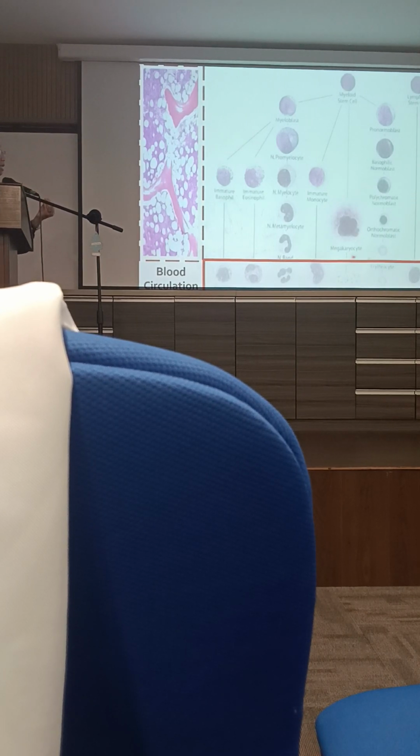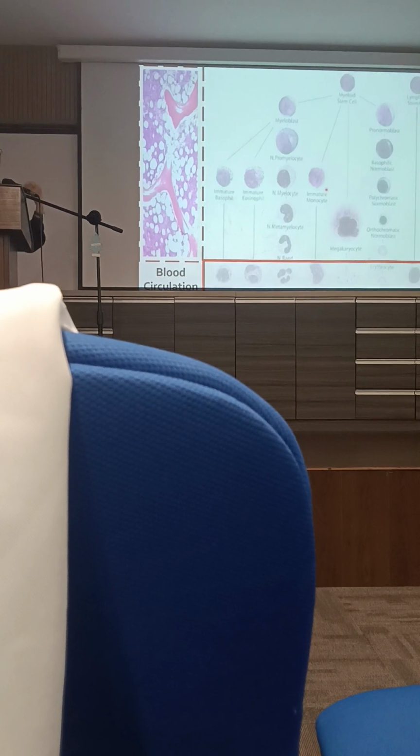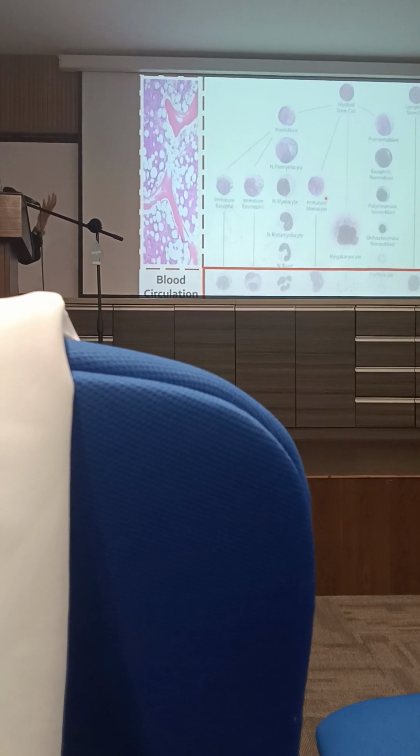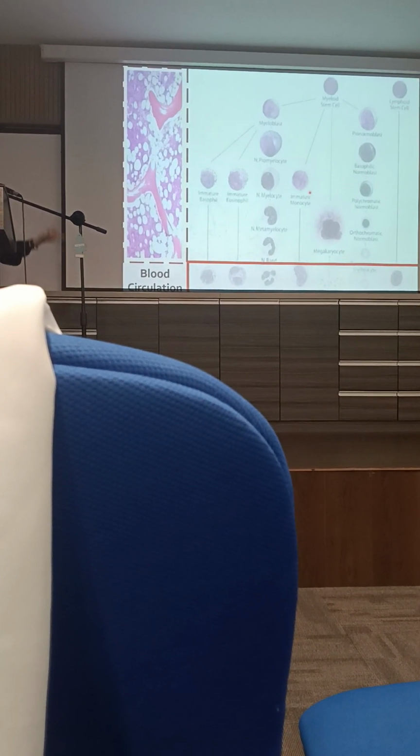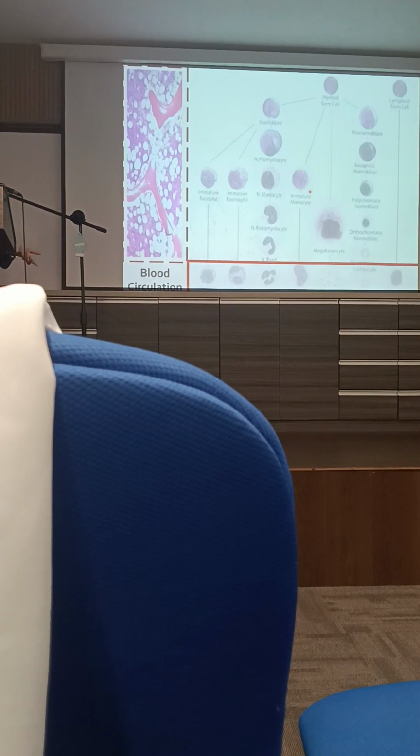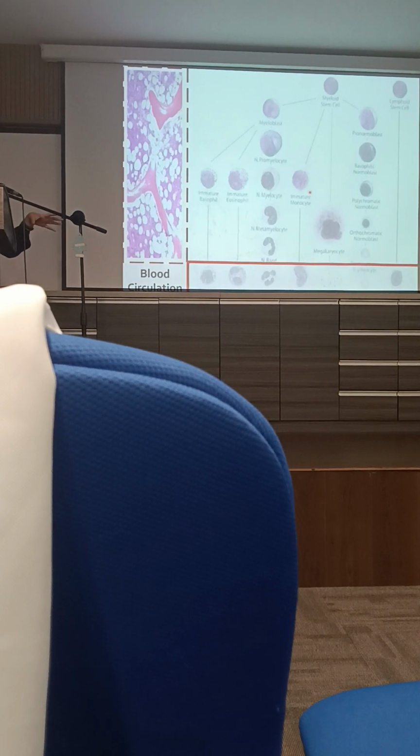The moment you see all this or any of this in the peripheral blood, there's something wrong. That something wrong could be a neoplasm. It could be a reactive process. Okay, but definitely something is going on. Right, so that's our job to find out.